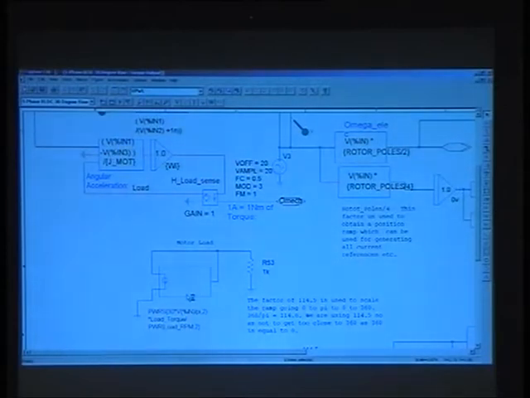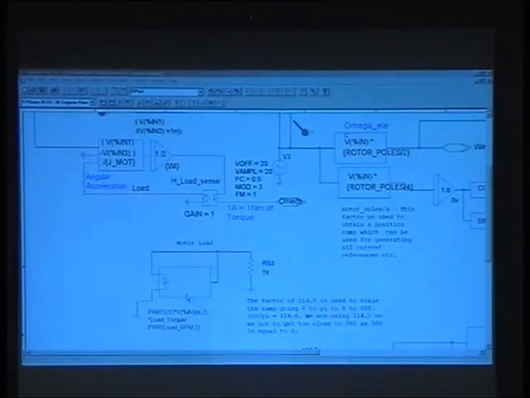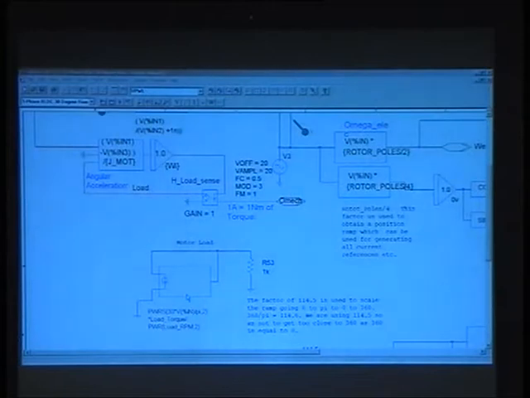So you can play with the system to your heart's desire. You have the load, you have an actual motor model. You can put the switching model too, but if you put the switching model, then you can't get the torque speed curve.